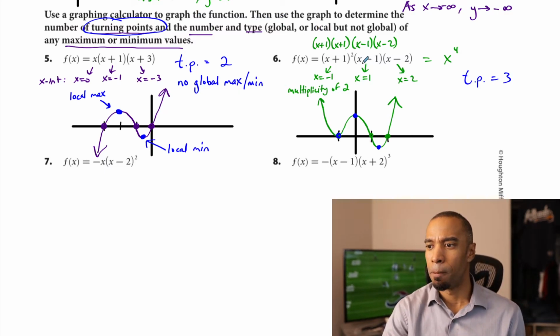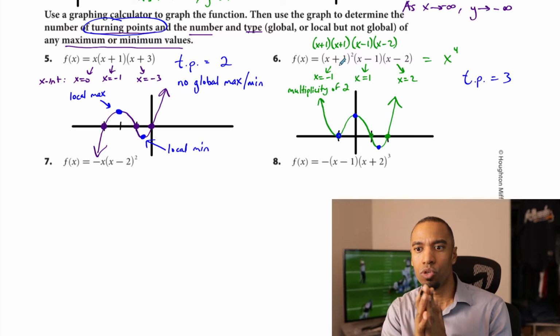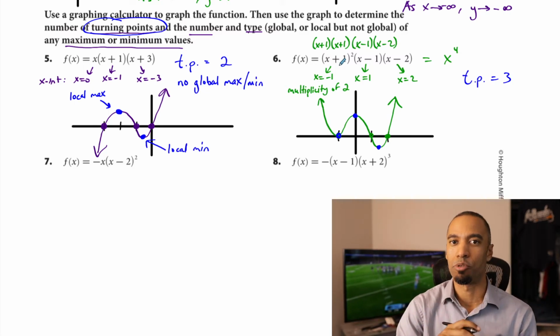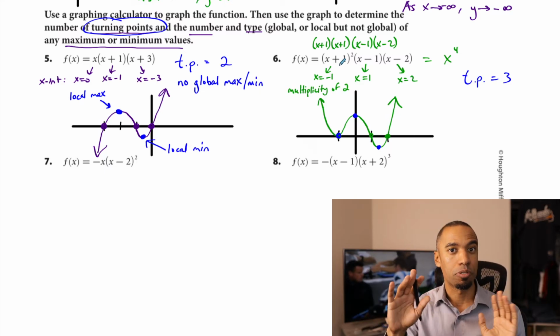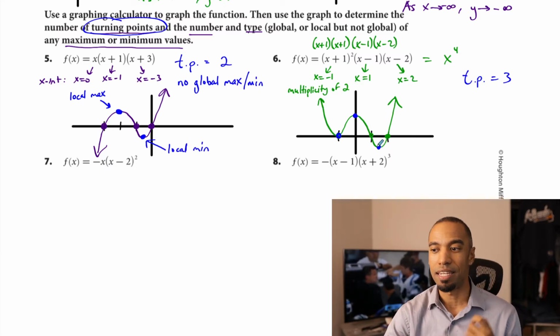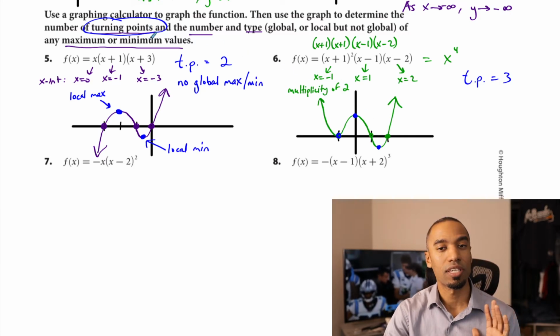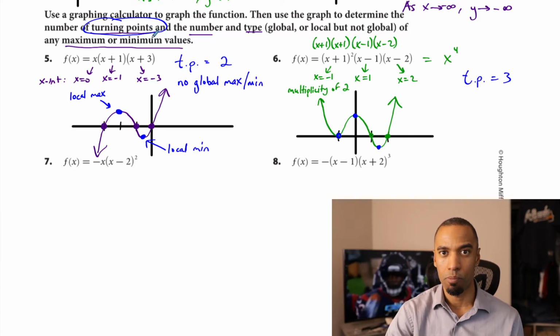The types here. What is the absolute max? Oh, do we need? Oh, no, we don't need the absolute max and min. But are there any absolute maxes or mins? I was going to say if they need the actual number, I would need a graphing calculator for it. But they're going to ask if there are any absolute maxes or mins.